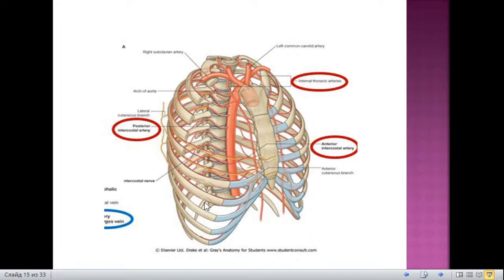And the lower intercostal spaces, from the 7th or 8th and up to the last one, receive blood at the back from the posterior intercostal arteries coming from the aorta, and at the front from anterior intercostal arteries, but not coming from the internal thoracic artery. They originate from the musculophrenic artery. The musculophrenic artery is one of the terminal branches of the internal thoracic artery.